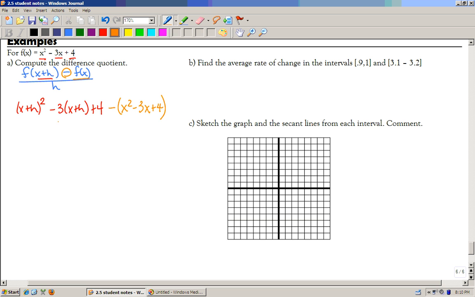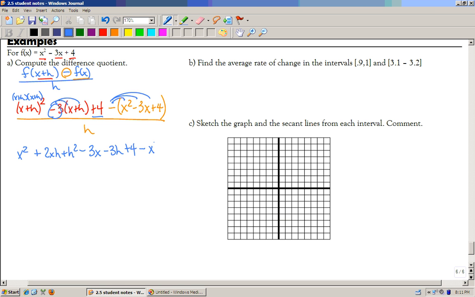At this point, we're just going to simplify our numerator. Our numerator is going to be x plus h quantity squared. Remember, if you want to FOIL this together or distribute several times over, that's x squared plus 2xh plus h squared. This negative 3 is going to be distributed to both of the things in the parentheses, so negative 3x minus 3h. We still have 4. And then this negative is going to distribute to all three things in our original function. So it's minus x squared plus 3x minus 4. And this is all divided by h.